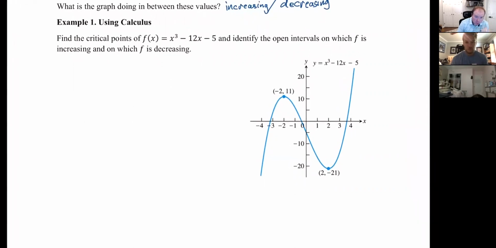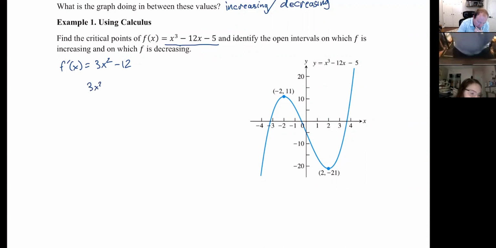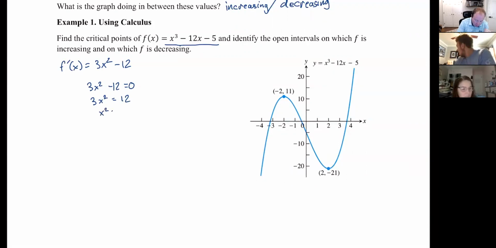And recall, to find the critical points, you first take the derivative. So f prime of x. In this case, we are looking at a cubic function, x cubed minus 12x minus 5. We have 3x squared minus 12. That is our derivative. Now, let's set this equal to 0 to find our critical points. So we will have 3x squared minus 12 set equal to 0. Add 12, you get 3x squared equal to 12. Divide by 3, you get x squared is equal to 4. And then we have x is equal to plus or minus 2 by taking the square root.